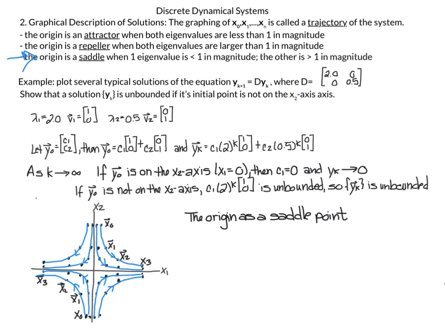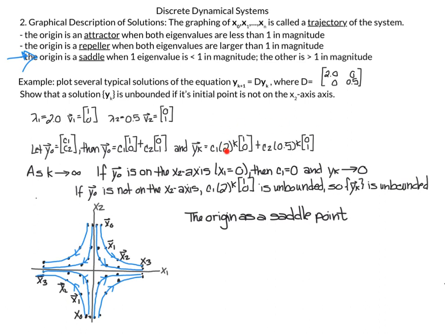So again, we can find our eigenvalues, which are just on the diagonal, 2 and 0.5, and then our eigenvectors will be, for eigenvalue 2, our eigenvector is 1, 0. For eigenvalue 0.5, our eigenvector is 0, 1. Then we can say y naught is equal to c1, c2. So then y sub 0 is c1 times our first eigenvector plus c2 times our second eigenvector, and y sub k is c1 times 2, our eigenvalue, raised to the k, times 1, 0, plus c2 times our eigenvalue 0.5 raised to the k times 0, 1.